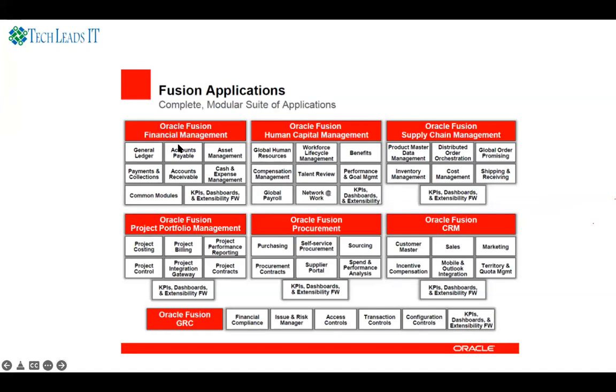You could see that we have Oracle Fusion Financial Management, Human Capital, which is called HCM, then Supply Chain Management, Project Portfolio, Oracle CRM, and then a few common modules. The reason it has become so popular is that earlier, Oracle Fusion HCM was called PeopleSoft, a separate application. Now it has become part of the Fusion applications. Similarly, CRM was Siebel, which is now part of Oracle itself.